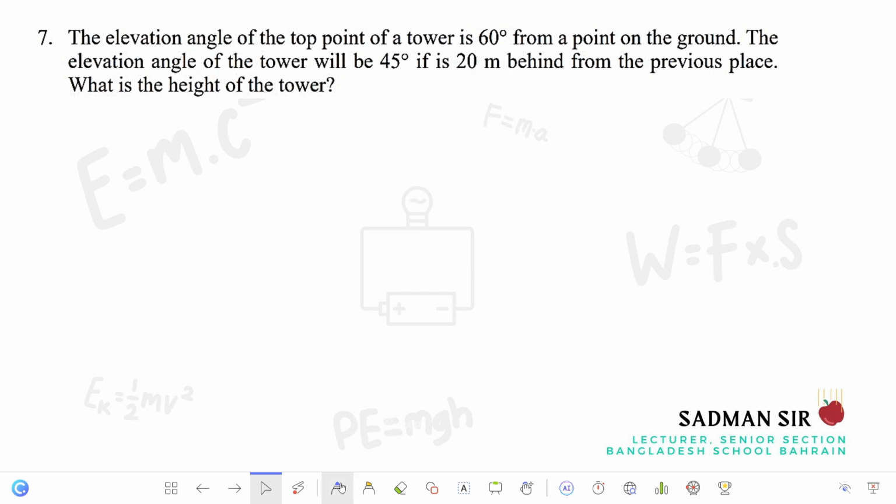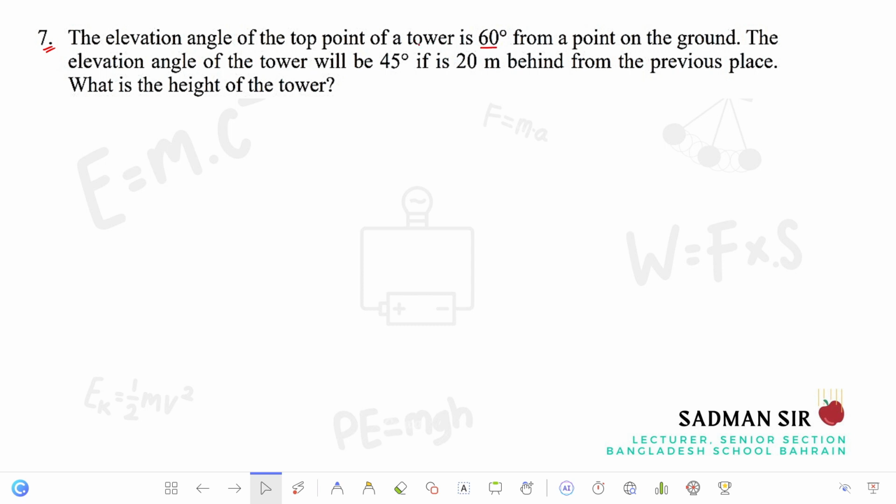Bismillahirrahmanirrahim. So in today's video, we are going to discuss problem number 7 of the exercise of trigonometry in the measurement chapter. Here the question says that the elevation angle of the top of a tower is 60 degree.